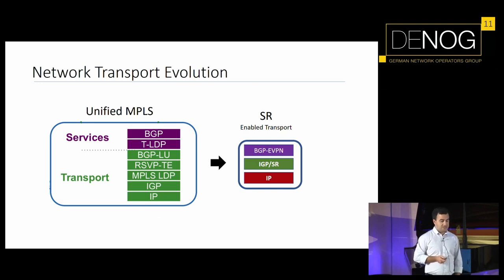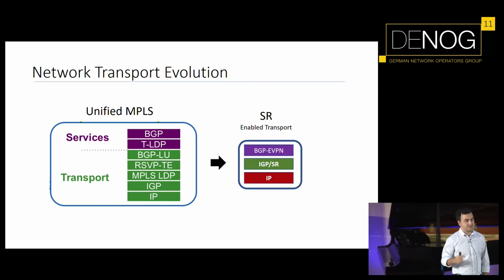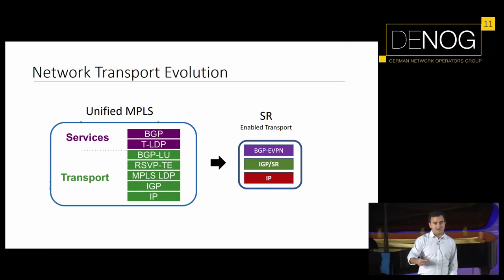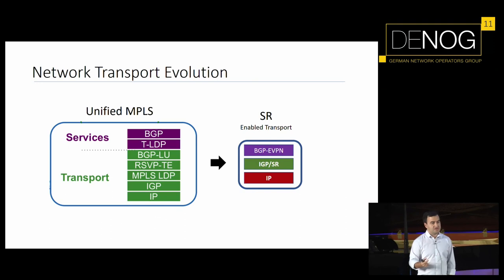Now, with segment routing on the right side, you eliminate MPLS LDP, you eliminate RSVP-TE, you eliminate BGP-LU. So basically what you have is only IP for the connectivity itself. You have one IGP, either ISIS or OSPF, and SR. What does that mean? That means that segment routing is not an additional protocol, but it is just one of the IGPs with additional headers, right? In case of ISIS, that would be some additional TLVs, and in case of OSPF, that's additional LSA types.